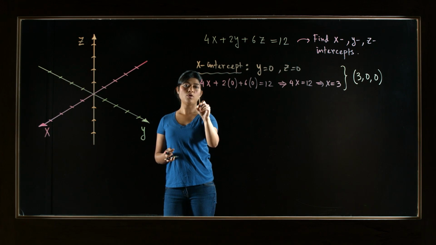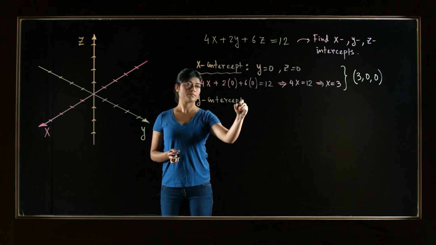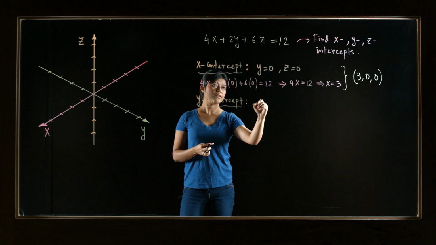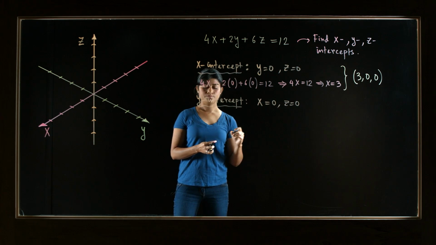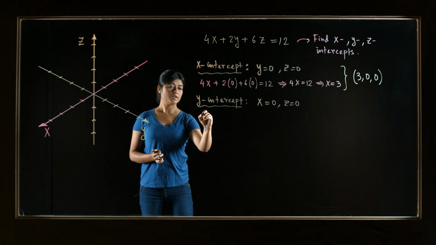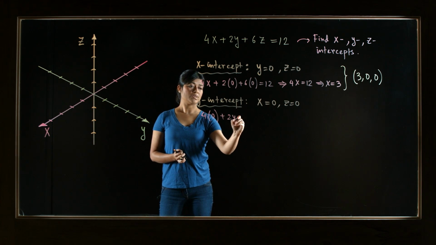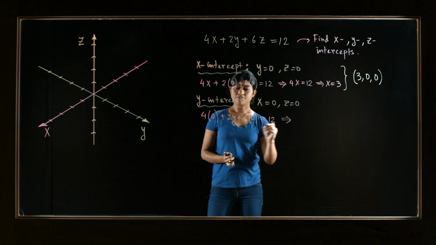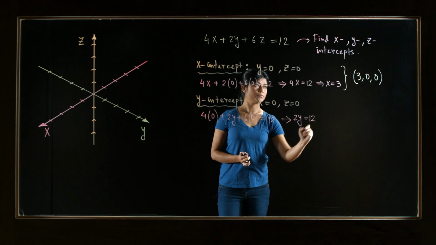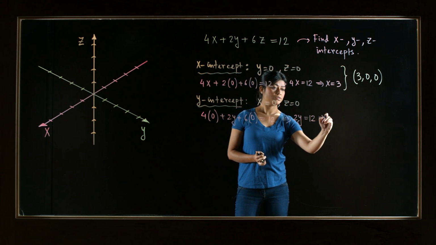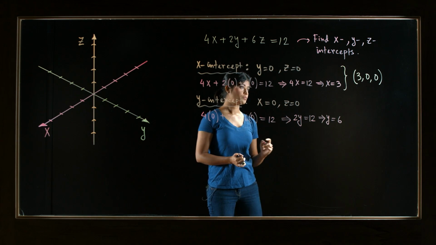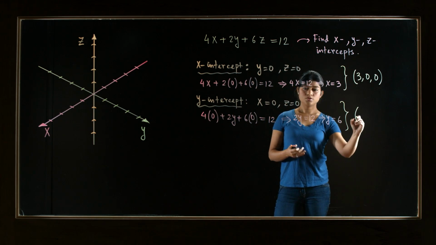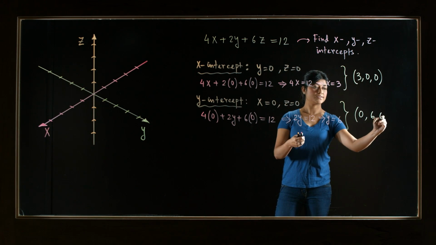Okay, moving on, let's figure out the y-intercept the same way. So y-intercept means the point where the plane will intersect the y-axis, which means x is 0 and z is 0. Okay, so let's take our equation again and plug in x equals 0 and z is equal to 0. All right, so this will give us 2y is equal to 12, and then you can divide by 2 both sides to get y is equal to 6. And again, this means that the point where the plane intersects the y-axis will be x is 0, y is 6, and z is 0.